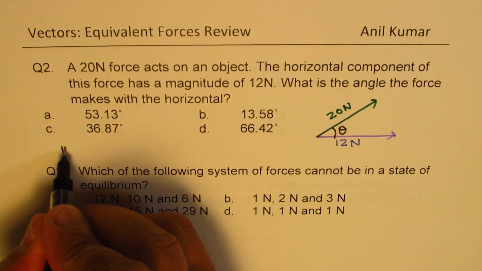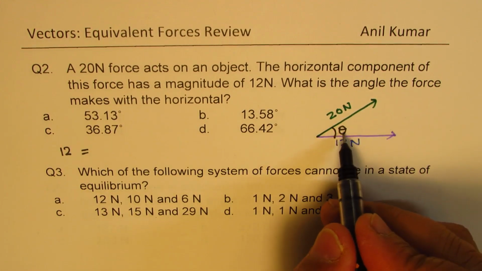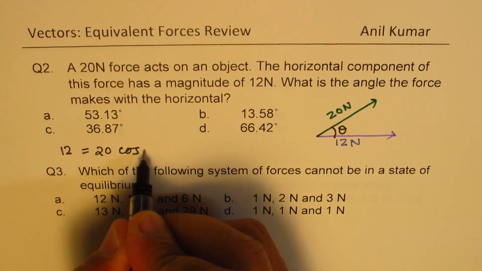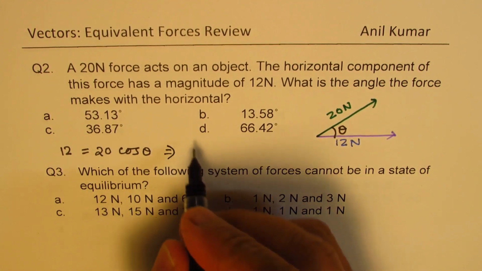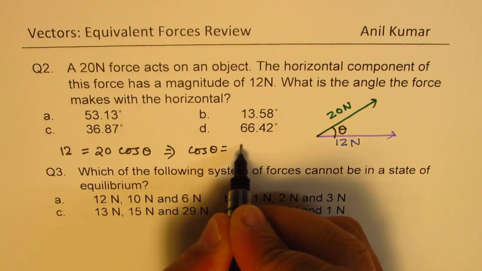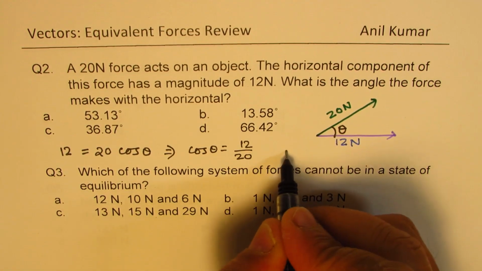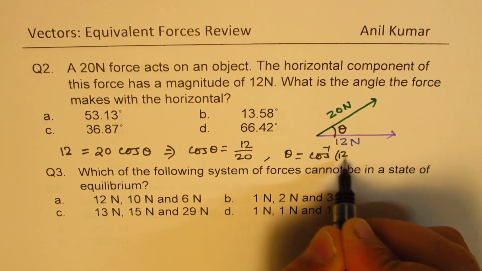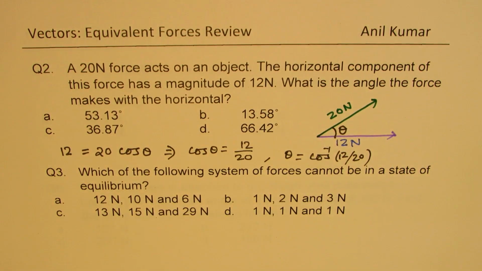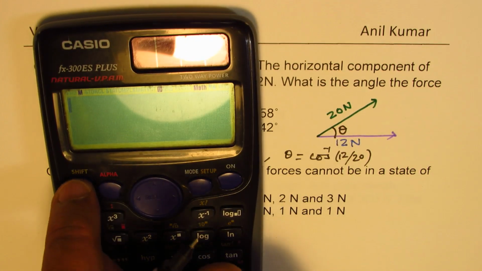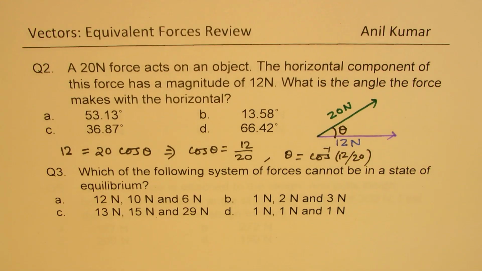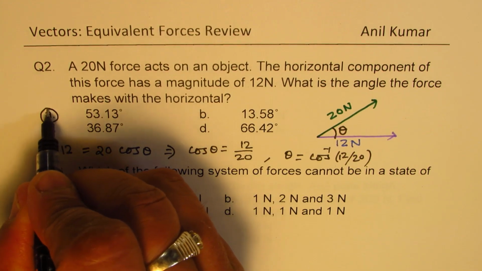This angle is what we need to find. So we know the horizontal component 12 should be equal to 20 times cos theta, right? So from here we can find cos theta equals 12 over 20, or theta equals cos inverse of 12 over 20, right? So let's find this. Cos inverse of 12 divided by 20 is 53.1. So 53.13 is the right answer.